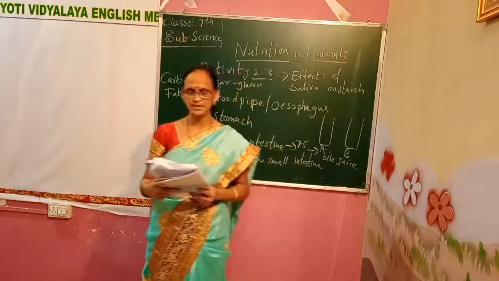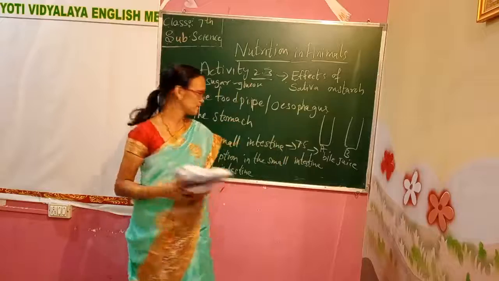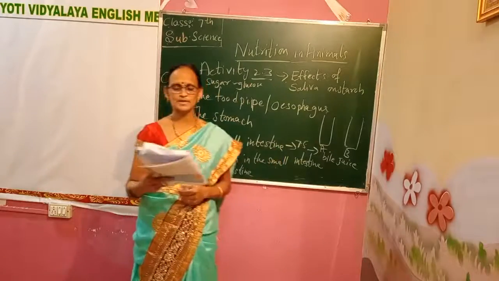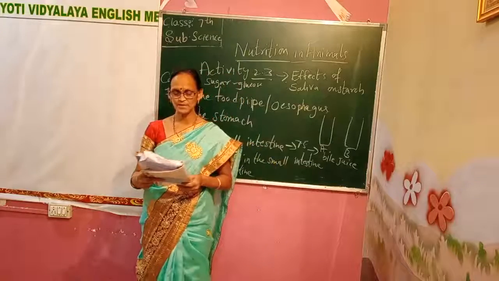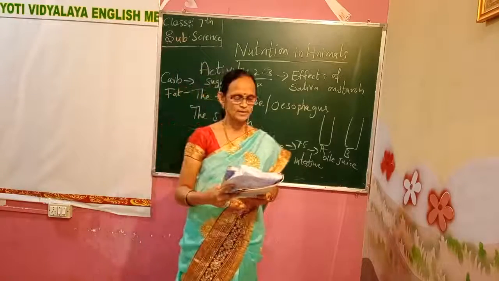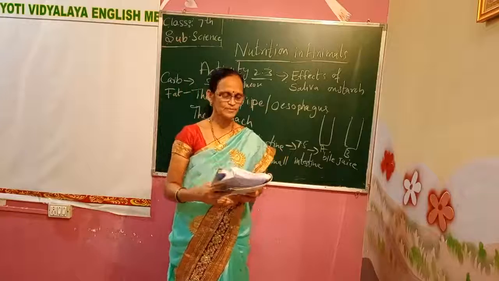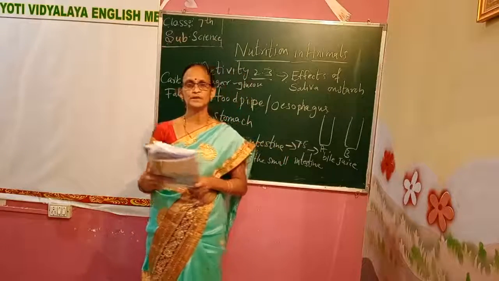Absorption in the small intestine. The next point is absorption in the small intestine. The digested food now passes into the blood vessels in the wall of the intestine. This process is called absorption. So now the digested food is ready.